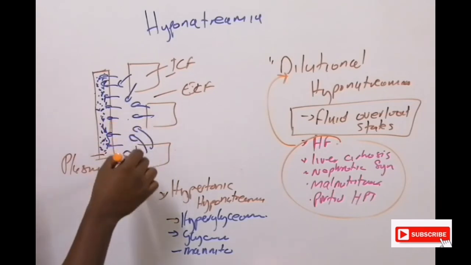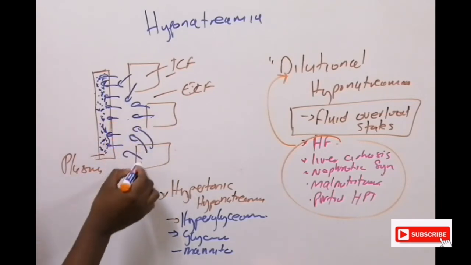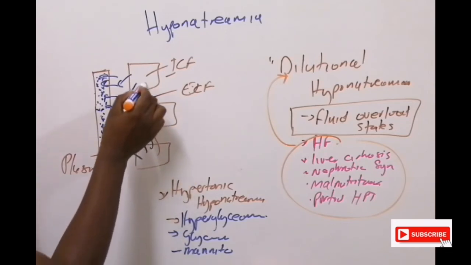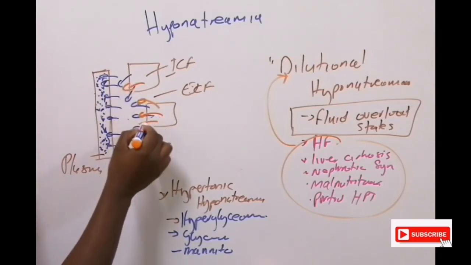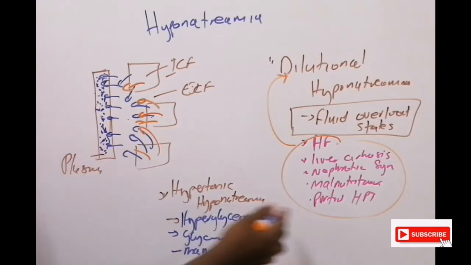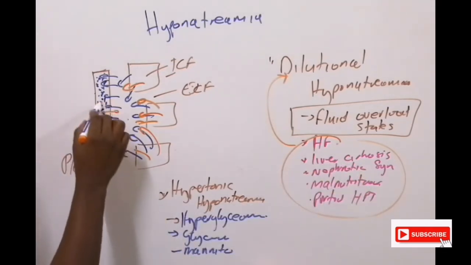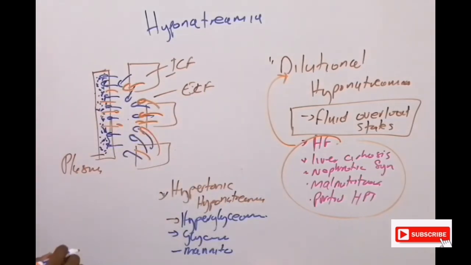You have diluted this sodium, but the water is coming from the inside of the cells this time. Unlike in these conditions whereby the water was coming from the other direction. So the water is coming from that side. Now this water is pulled, and then that's how you get your hypertonic hyponatremia.